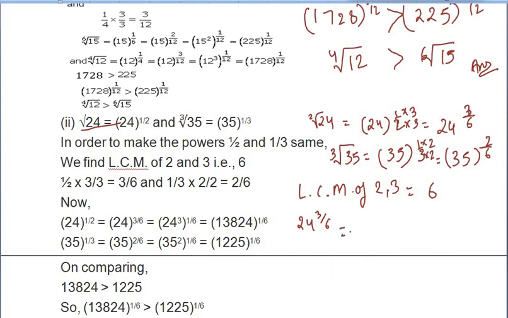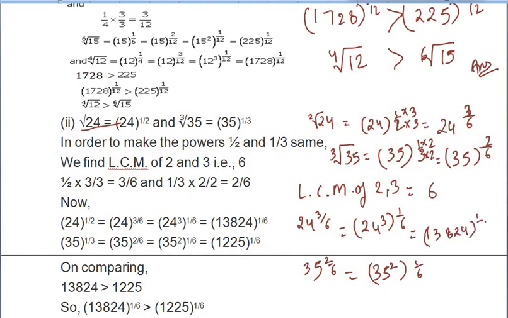Now also we cannot compare. So what will we do? 24 cube and power 1 by 6, 35 square, and here 1 by 6. Now we will find out 24 cube. It will be 13824 to the power 1 by 6, and here 35 square will be 1225 and 1 by 6.